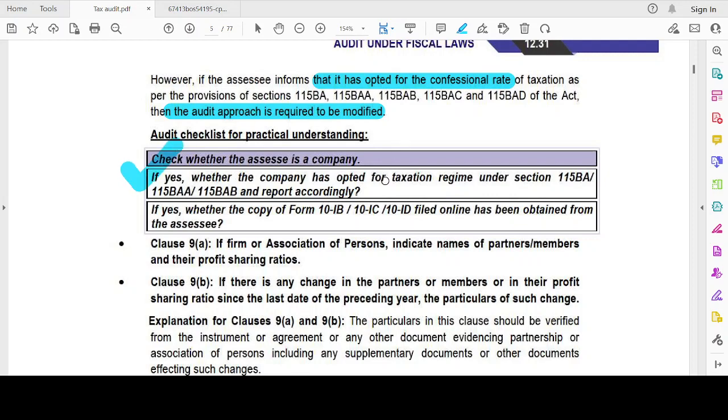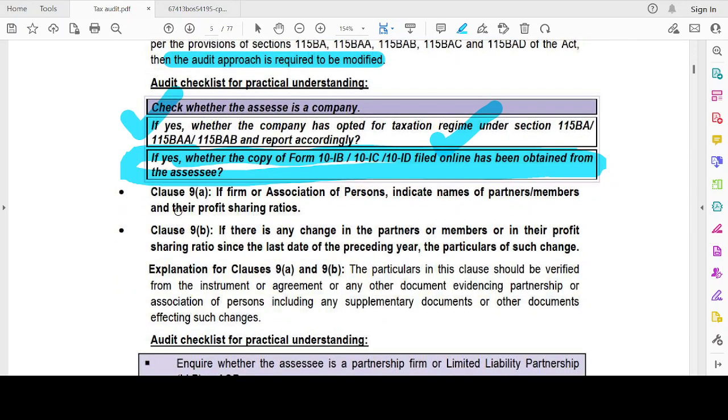If yes, I have to check whether it has obtained 115BA, 115BAA, 115BAB, and I have to report accordingly. Then I have to check whether the copy of 10IB, 10IC, 10ID has been filed online and obtained from the SSC. Now, clause 9A.